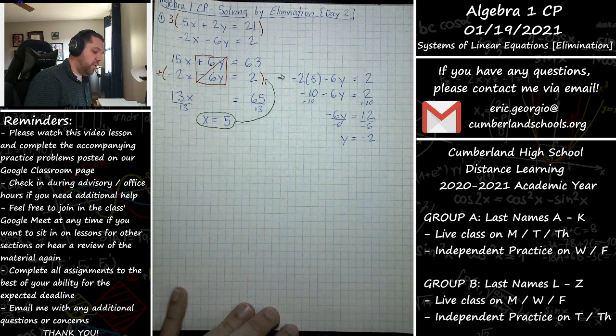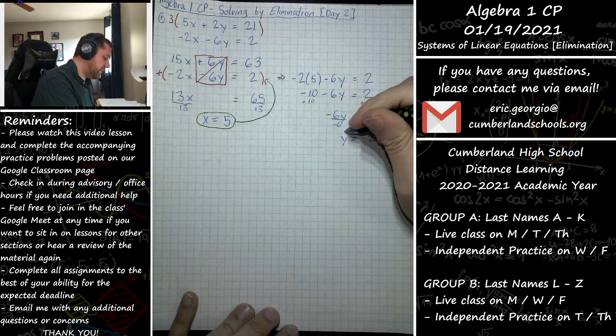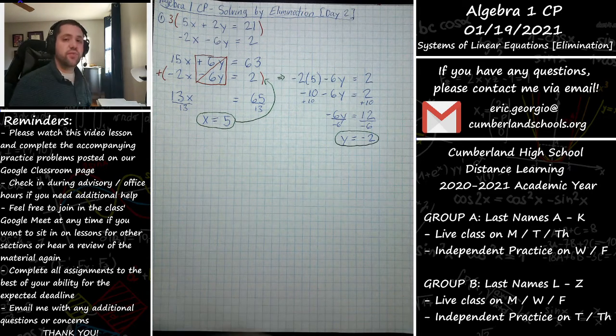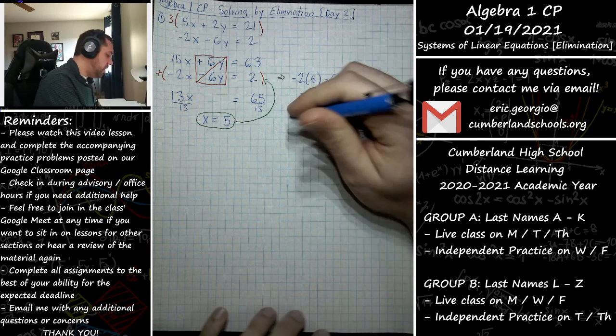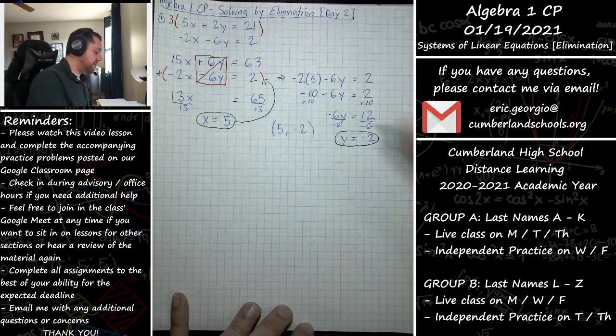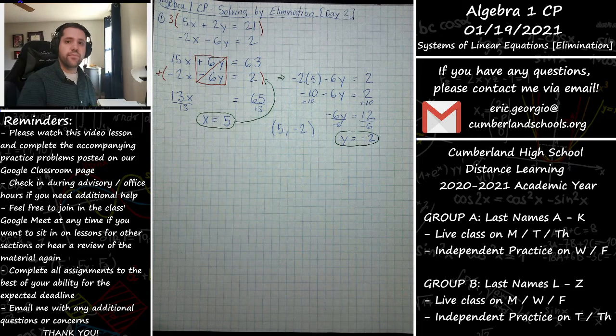All right. So our solution to this system of equations is that x is equal to 5 and y is equal to negative 2, which you could certainly leave like that if you wanted to, or you could write it as an ordered pair, 5 comma negative 2. Either way, totally fine.